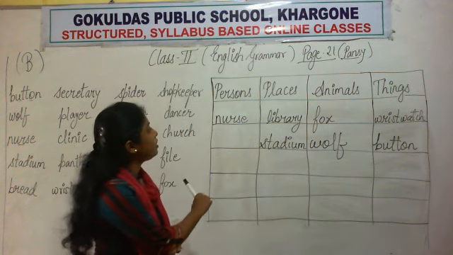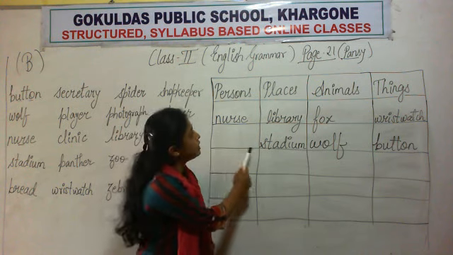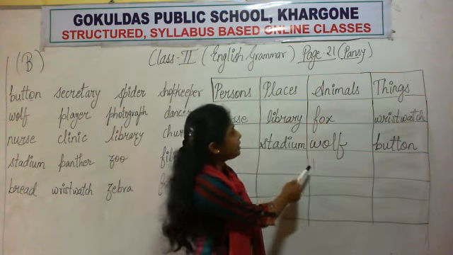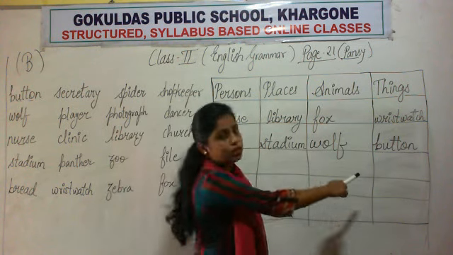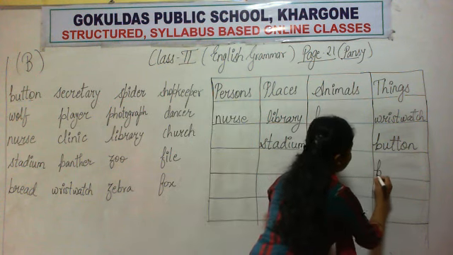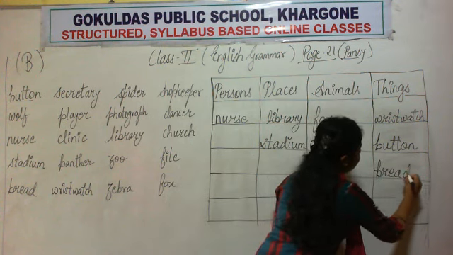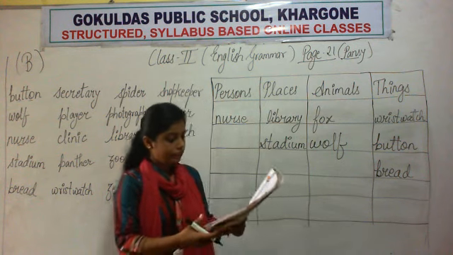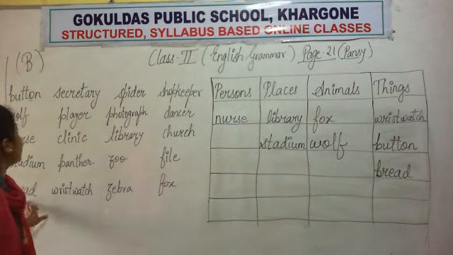So bread is what? Is it a person? No. Is it the name of a place? No. Is it an animal? No. So bread is what? It is a thing. So I am writing it here, B-R-E-A-D, bread. Okay. Then after bread, what do we have?